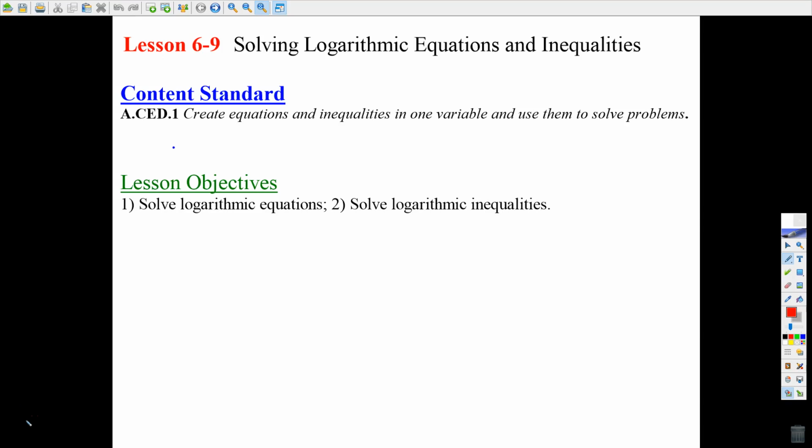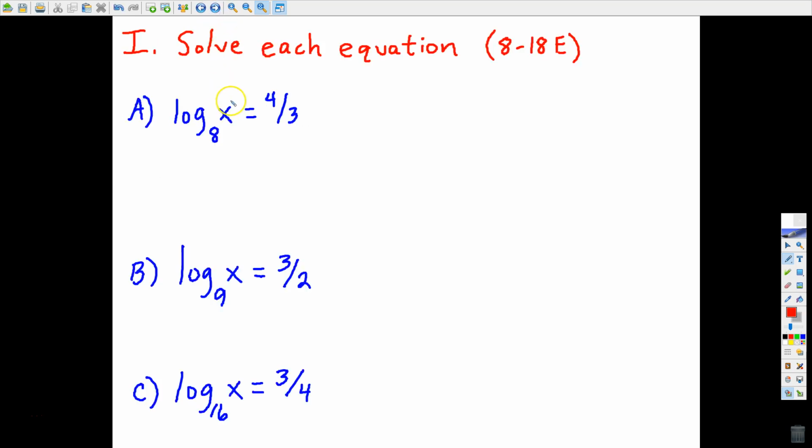Lesson 6-9, we are covering solving log equations and inequalities. So that's really our two main objectives with this lesson. Let me give you some examples like the problems you'll be doing on your homework assignment for this lesson. On 8 through 18 even, the directions will just tell you to solve each equation.